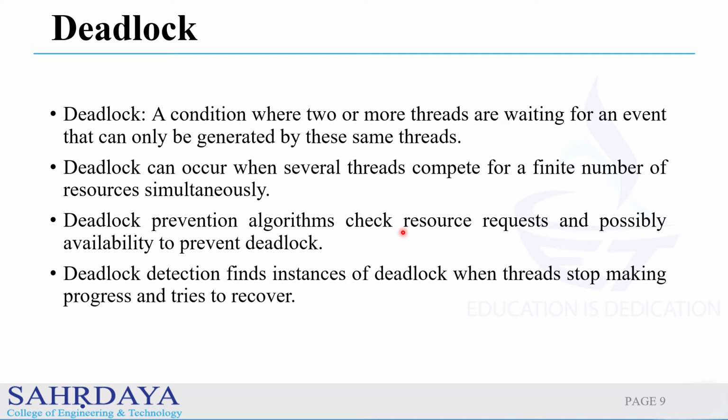So what is basically implied here is a condition where two or more threads are waiting for an event that can only be generated by the same threads. So when two or more threads, like let's consider four threads, are waiting for an event, and this event can only be generated by the same threads, a deadlock occurs. That is when several threads compete for a finite number of resources. Suppose there are five threads and two resources. When these two resources are being accessed by these five threads, deadlock occurs. Okay, fine.